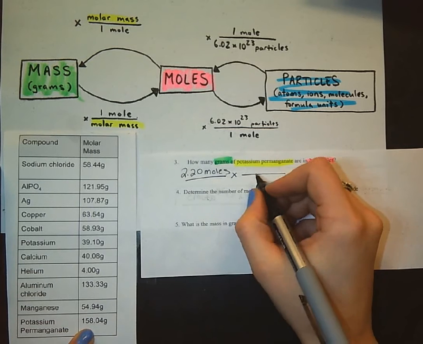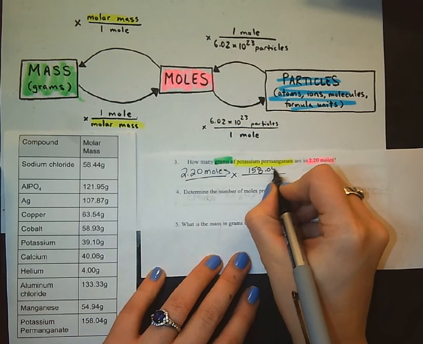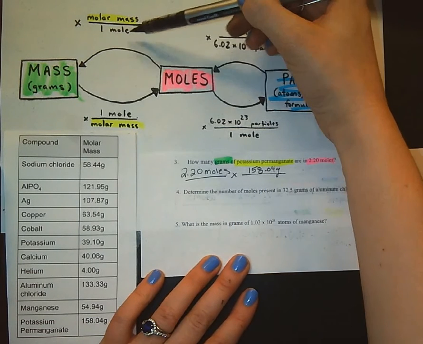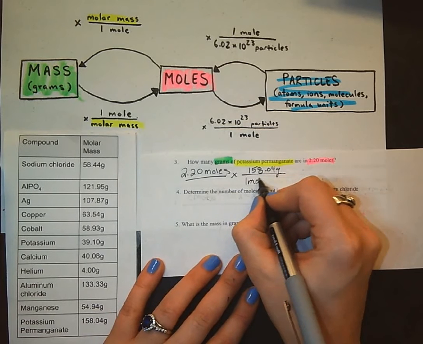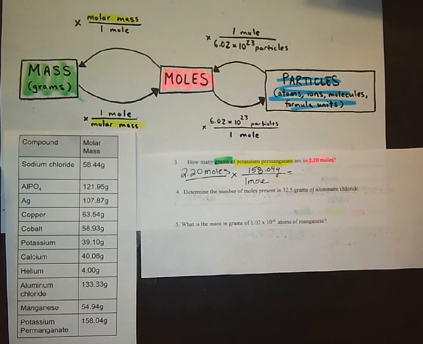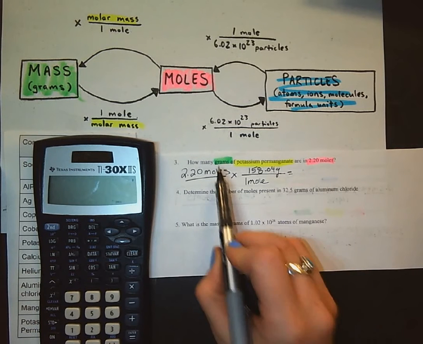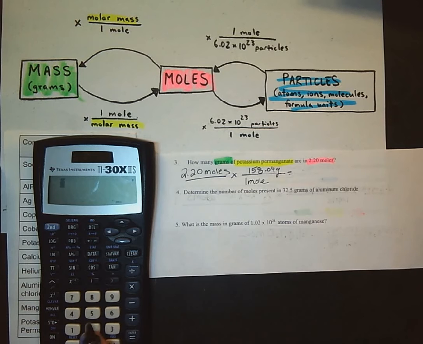man, it's a mouthful. It's 158.04 grams. And then below that, you're going to have 1 mole. And that's all you need to do for that one. So you're going to plug this into your calculator. Right, moles cancels out, we're left with grams. That's what the question's asking for. So 2.20, we're going to multiply by 158.04. It's going to give you a really big number.